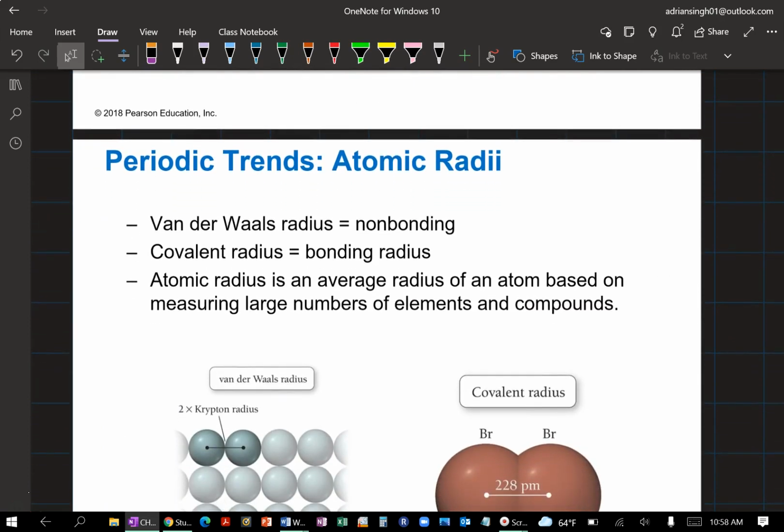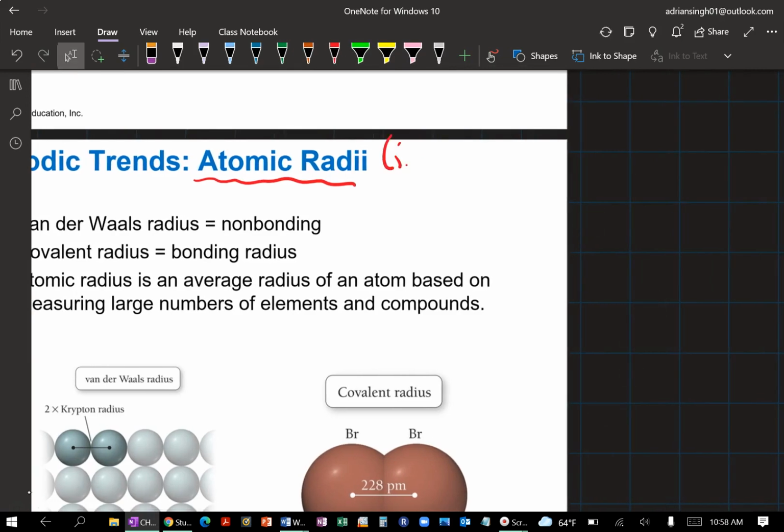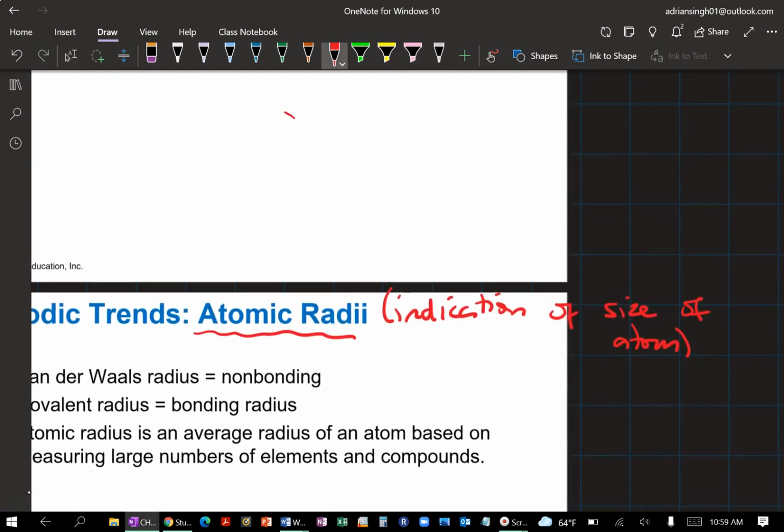So we can use that effective nuclear charge to explain the sizes of the elements and the atoms as we go across the periodic table. And the first thing we're going to take a look at is something known as the atomic radius, and the plural of radius is radii, and this is an indication of the size of the atom. Okay, we've approximated atoms to be roughly spherical entities.